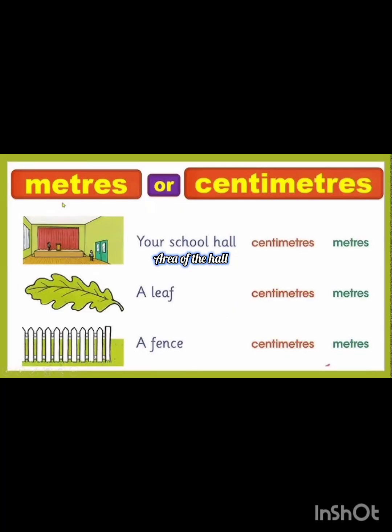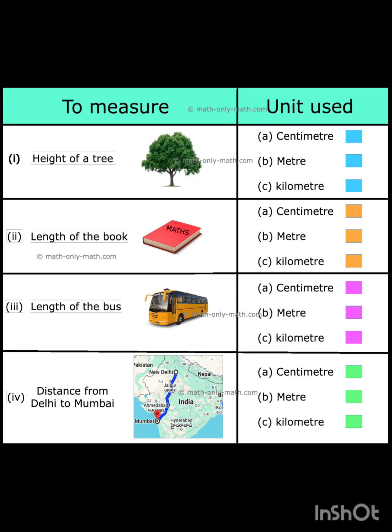Meters and centimeters. Here, the school hall is measured in meters. A leaf is measured in centimeters. A fence is measured using meters. These are the worksheets. The height of the tree is measured using meters. The length of the book is very small, so centimeter. The length of the bus is meter. The distance from one place to another place is measured using kilometers, because the length of the area traveled from one place to another is measured in kilometers only.